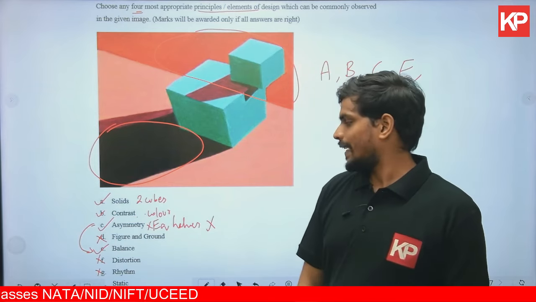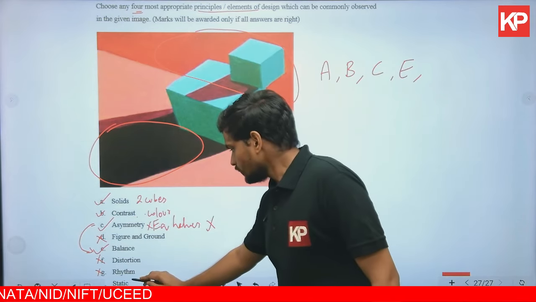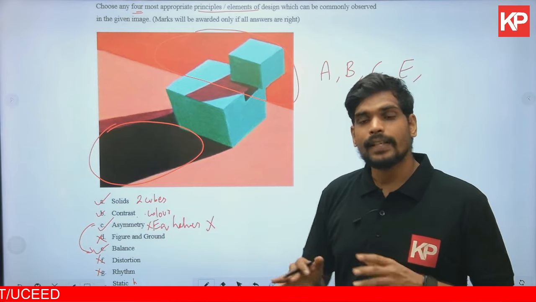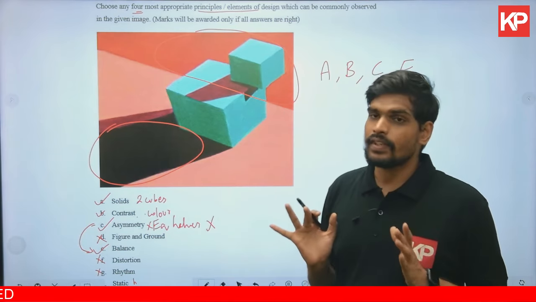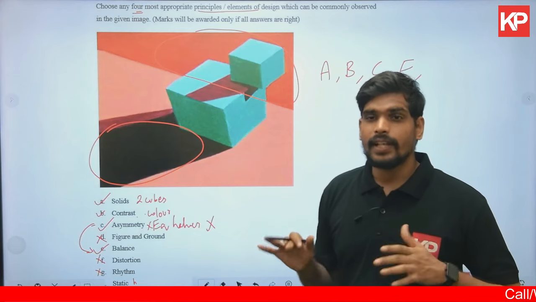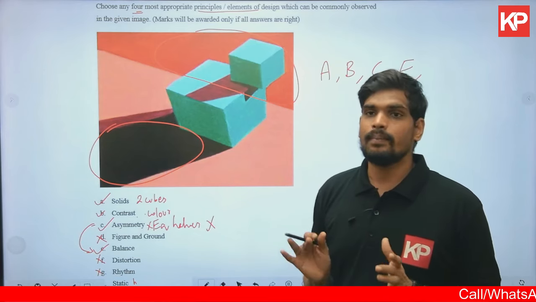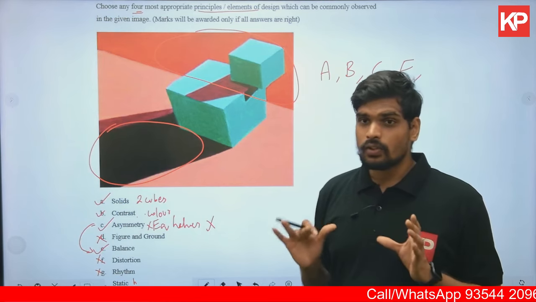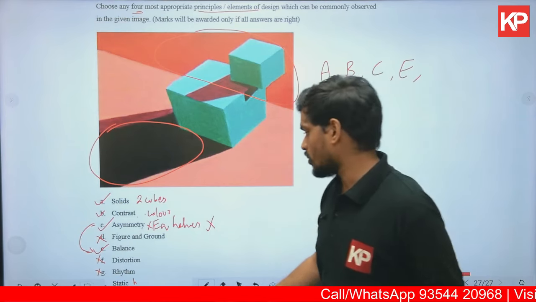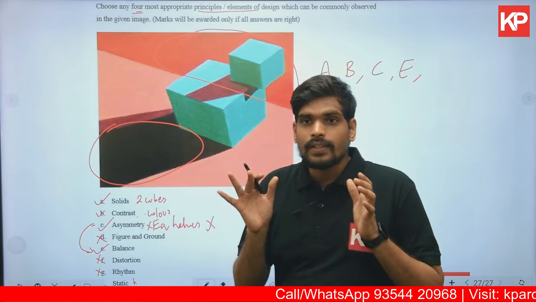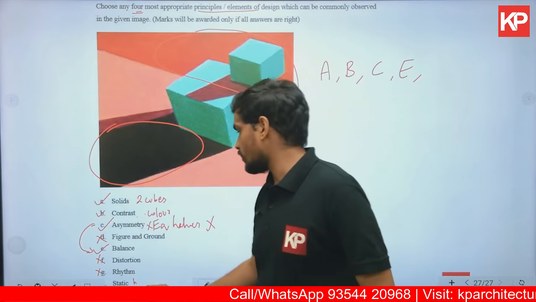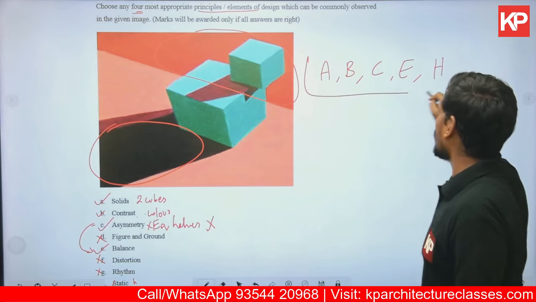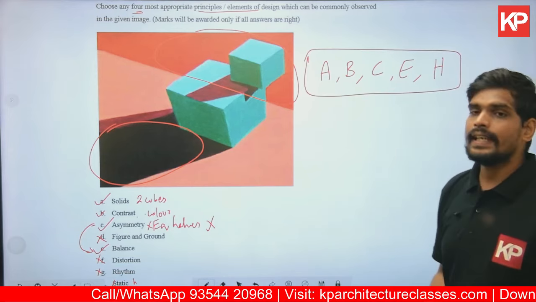Last two options are static and dynamic. H and I. Is this static or dynamic? Dynamic is having movement. Static is having stability. Is this having stability or movement? It is having stability. The small cube is balanced on the corner of the larger cube. So this composition is a balanced composition. So it is a stable composition, static composition. So static is correct. H will be the last correct option. So the correct options are A, B, C, E and H.